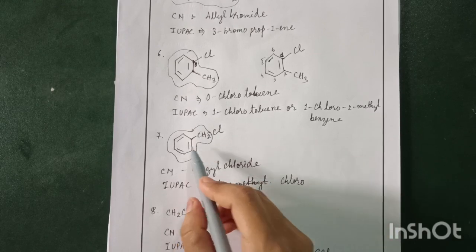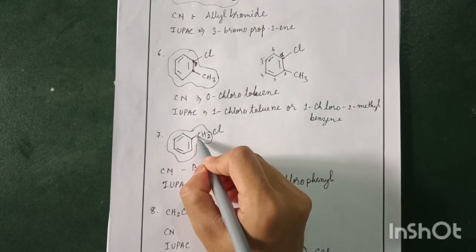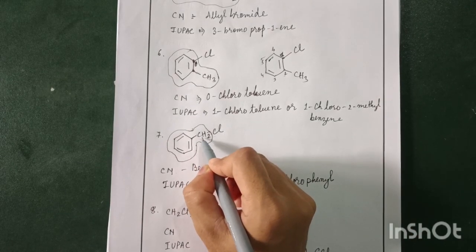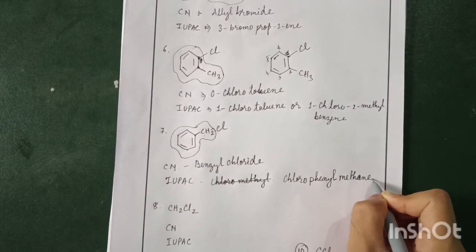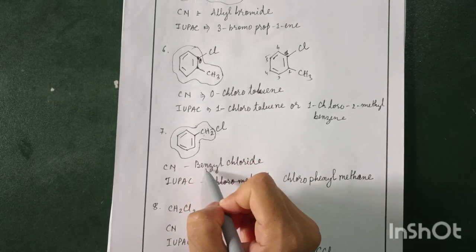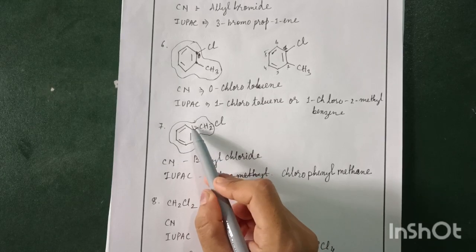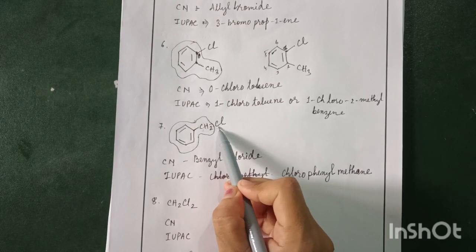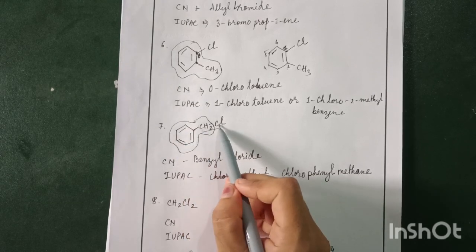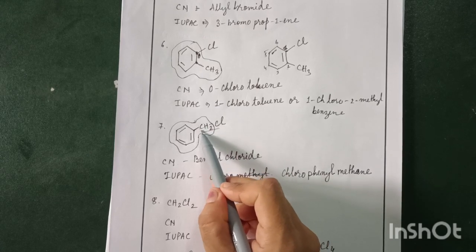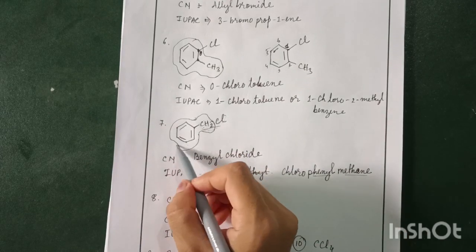What is this ring? The ring we will call phenyl, P-H-E-N-Y-L. This will be your main chain now, because your chain contains the functional group. Only one carbon, so it is called methane. Benzene ring with CH2 is called benzyl, which we use as the common name. In this case, this is your chain, this is your ring. This chain contains the functional group, so we take it as the main chain, even though the ring has more carbons. So it is methane, and the ring is considered a substituent, phenyl.